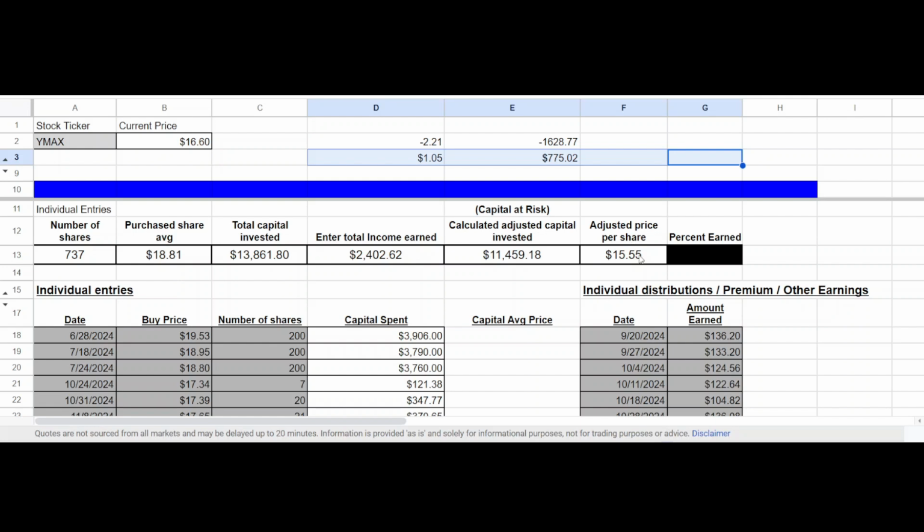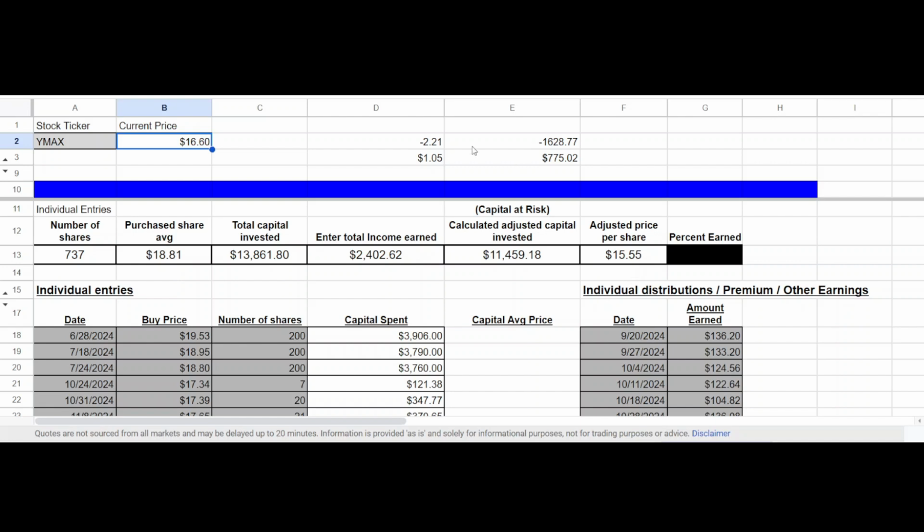So if your price per share is under the current price, that means you're in the good, because it's saying that at this $15.55, if I sold all 737 of my shares, I would break even. That would pay me out this capital amount, and I've earned this distribution amount, and those two added together are the amount that I've invested from the get-go. So if $15.55 gives me a break even, then if I sold them at the time of this recording at $16.60, what would I actually make?